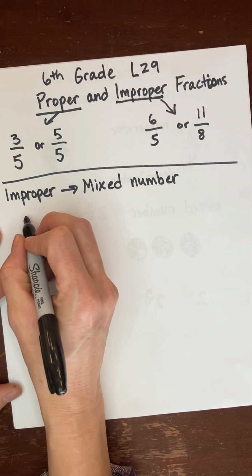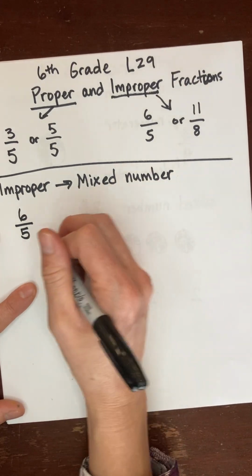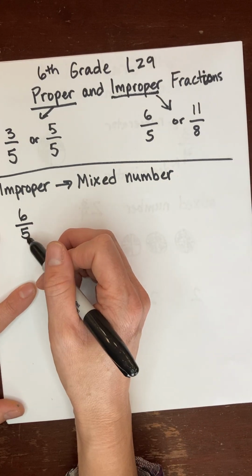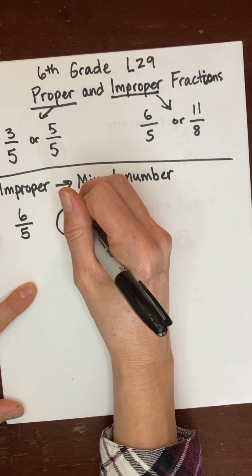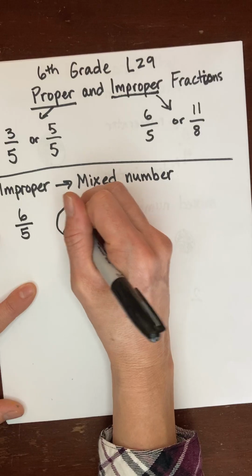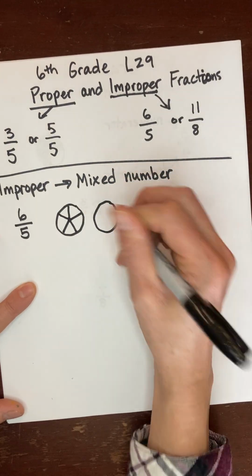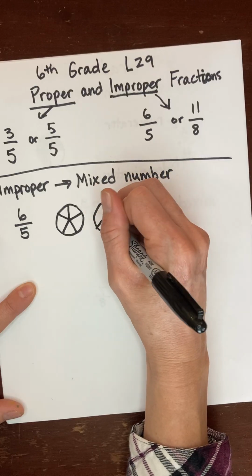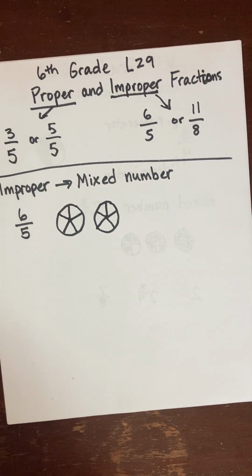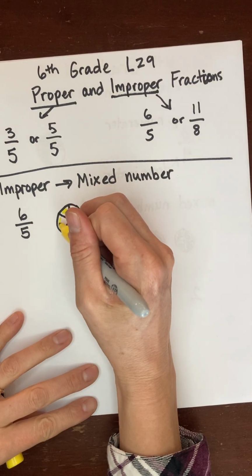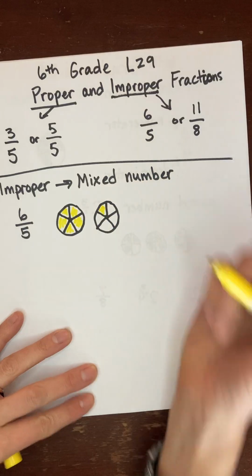So let's take 6 over 5. If we look at 6 over 5, this means I have 6 pieces and each of my wholes has 5. So if we draw a picture really quick of what that looks like, we've got this. And we need one more because that only has 5 in it. And we're going to color in 6 of the pieces. 1, 2, 3, 4, 5, 6.